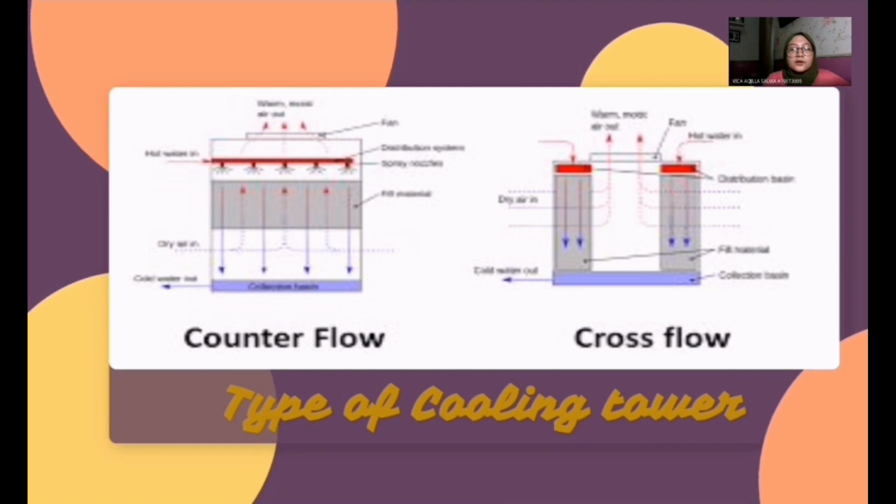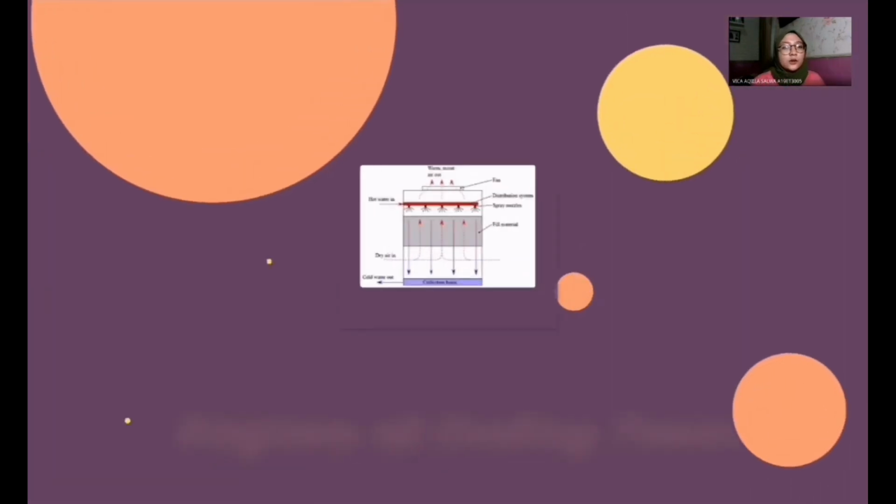And in a counter-flow cooling tower, water sprayed by a nozzle flows opposite to the airflow. This system needs more energy to push the air upward against the downflowing water. Next, how a cooling tower works.